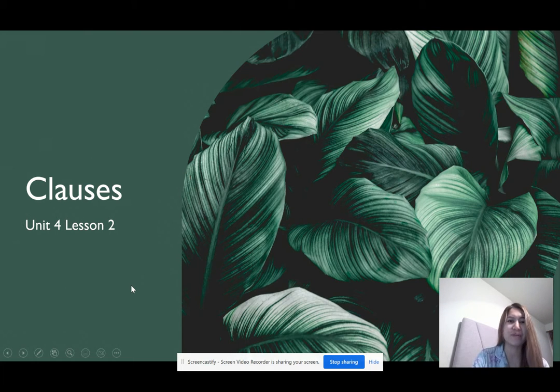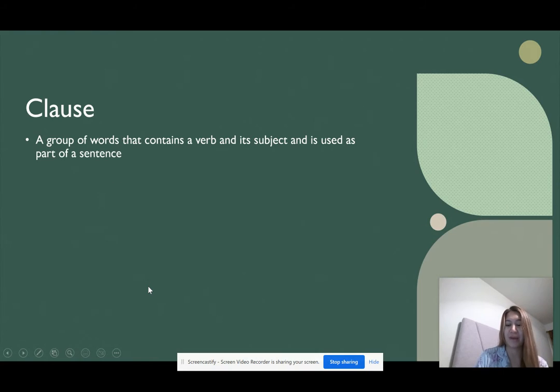These are sort of reviews from your lessons in elementary and in middle school. So we're just gonna brush up some of your grammar skills. Okay, so first we have the definition of the word clause. It's a group of words that contain a verb and its subject, and it is used as a part of a sentence.